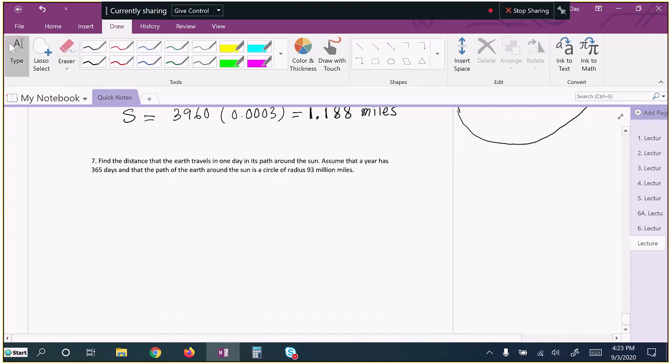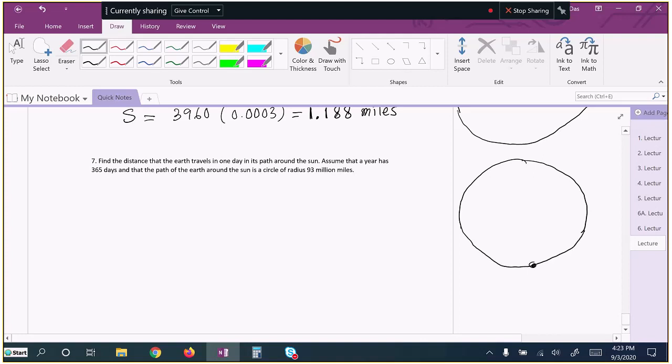Finally, we have the question about Earth one more time, and it says find the distance that the Earth travels in 1 day in its path around the Sun. Assume that a year has 365 days and that the path of the Earth around the Sun is a circle of radius 93 million miles. So this is the path of Earth around the Sun, say.